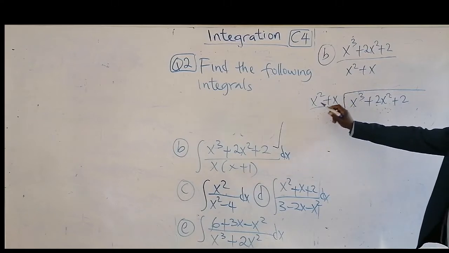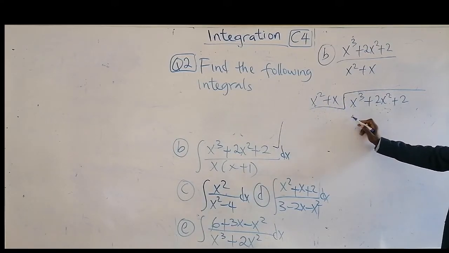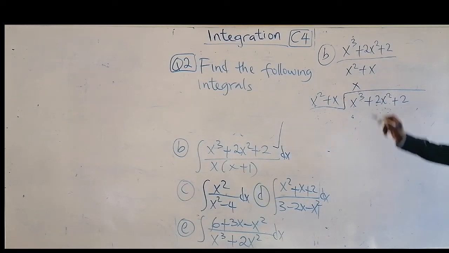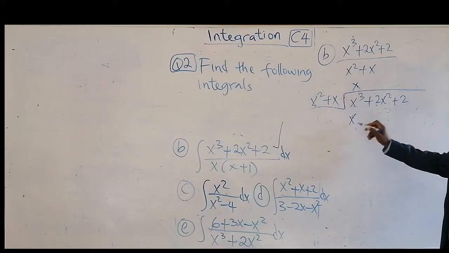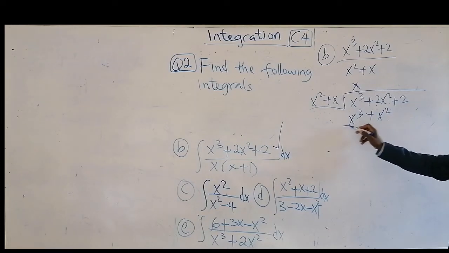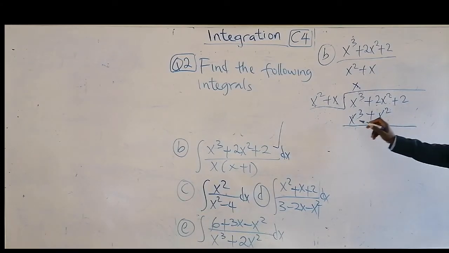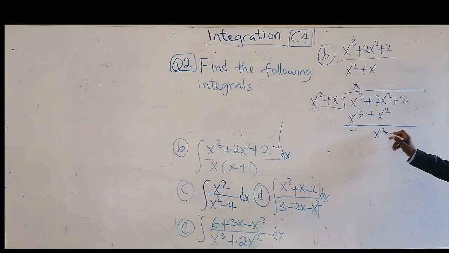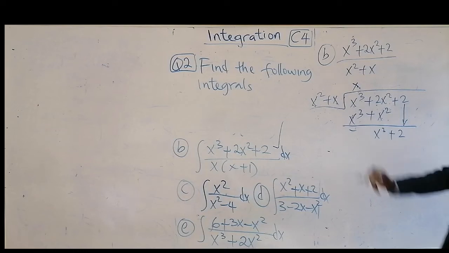What can we multiply this by so that we have the first term as x cubed? We can use x. So x times x squared gives x cubed, and x times x gives x squared. Do your subtraction. So this becomes 0, and 2x squared minus x squared is x squared. And you bring this one down, plus 2. We can still continue because the power here and the power here are still the same.